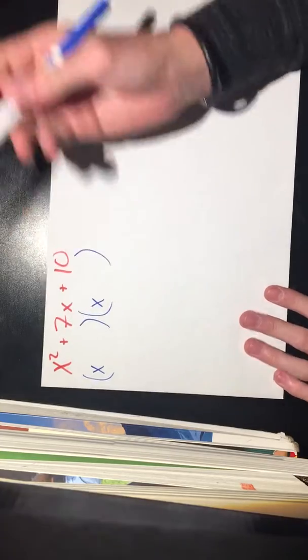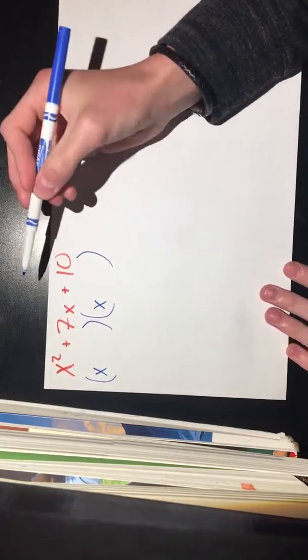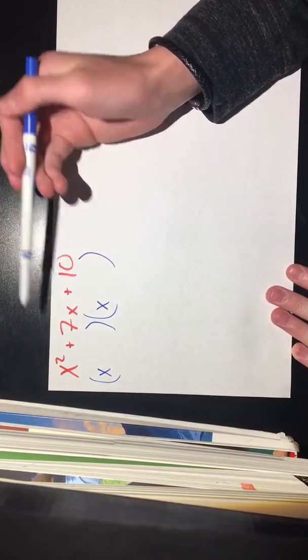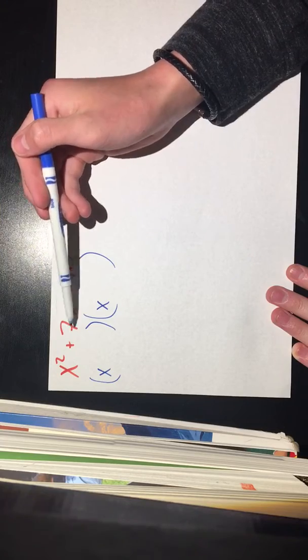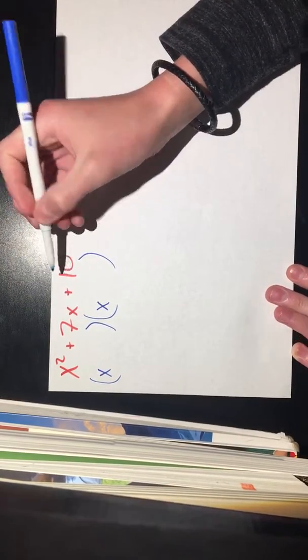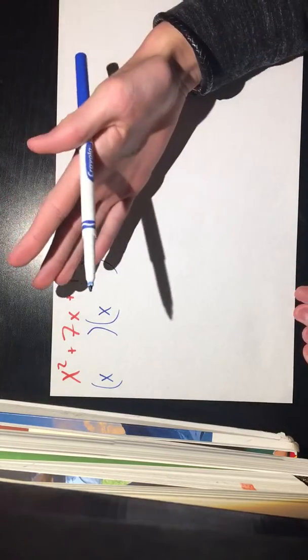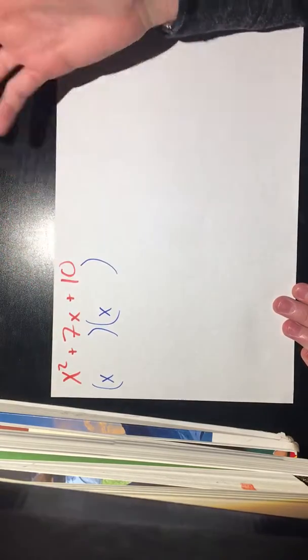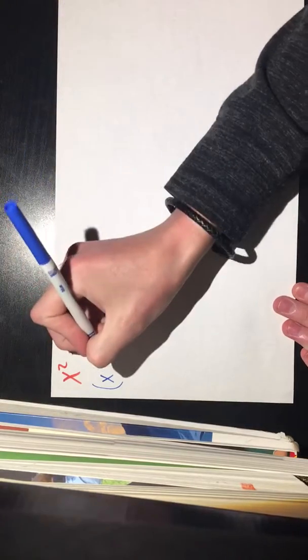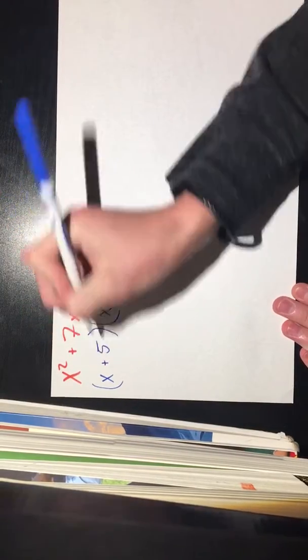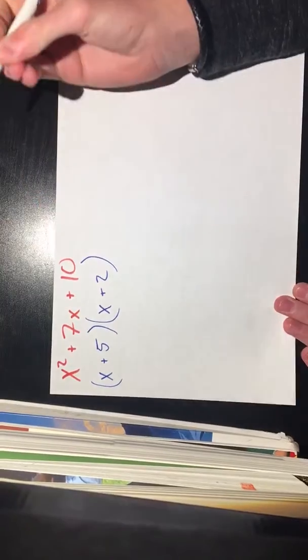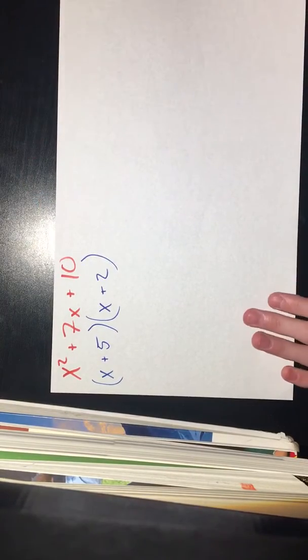Now, what we're going to do is find two numbers that add up to our 7, which is our middle term, and multiply to 10, which is our last term. So what we know is 5 plus 2 equals 7, and 5 times 2 equals 10. So we're going to have an x plus 5 and an x plus 2. And that's that first polynomial factored.